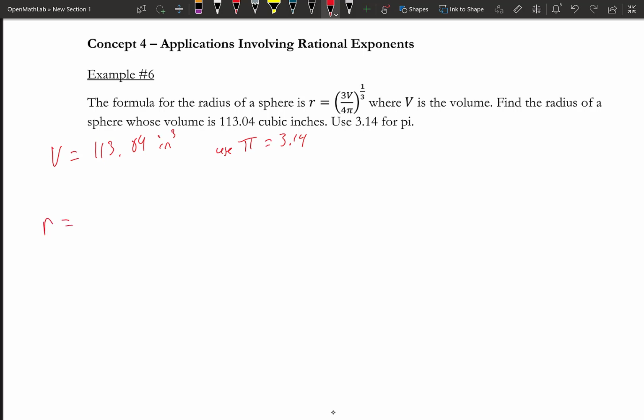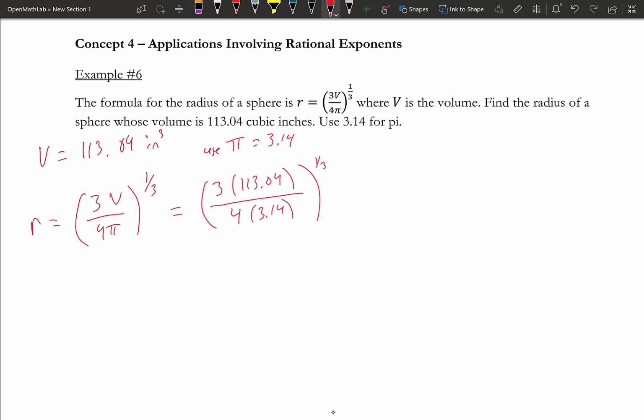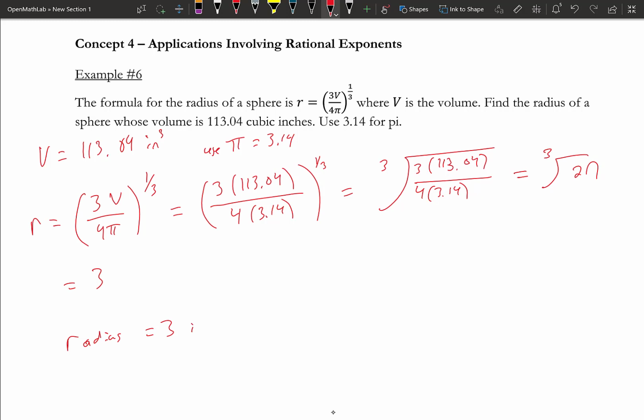So if I plug these values in, I'd have r equals 3 times v divided by 4 pi, all raised to the 1/3 power. That's just my equation. Plugging the volume in, that would be 3 times 113.04, divided by 4 times 3.14, all raised to the 1/3 power. This is the same thing as the cube root of 3 times 113.04 divided by 4 times 3.14. If I simplify the inside, the radicand, it becomes the cube root of 27, which is equal to 3. So the radius is equal to 3 inches.